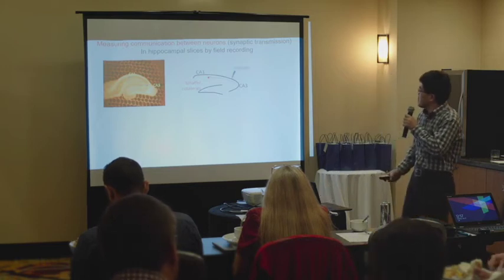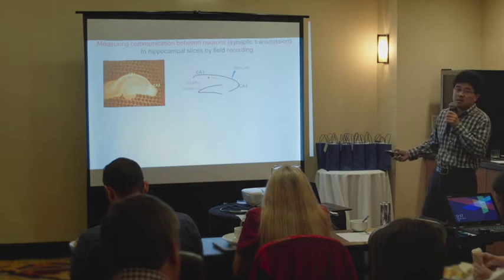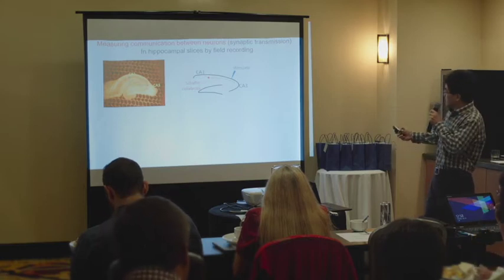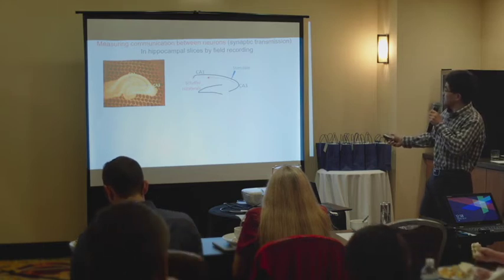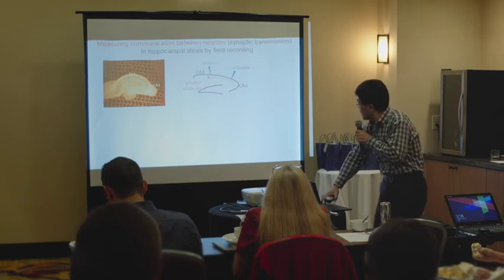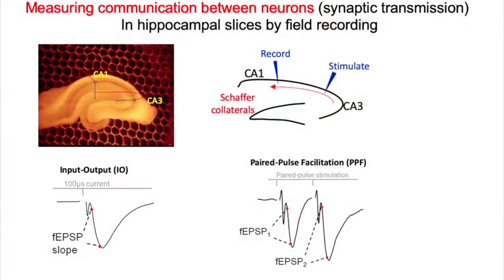How do we measure communication between neurons? There are many ways. The simplest, most straightforward way is this. We can stimulate these axons from CA3 cells to make them fire. Then glutamate is released, binding to CA1 neurons, and you can record this signal here. Experimentally, this is what the trace looks like. For technical reasons, we measure the slope of this trace. That is indicative of synaptic transmission, or communication between neurons. In this case, it is specific between CA3 and CA1 neurons. This is one of the many ways of measuring communication between neurons.